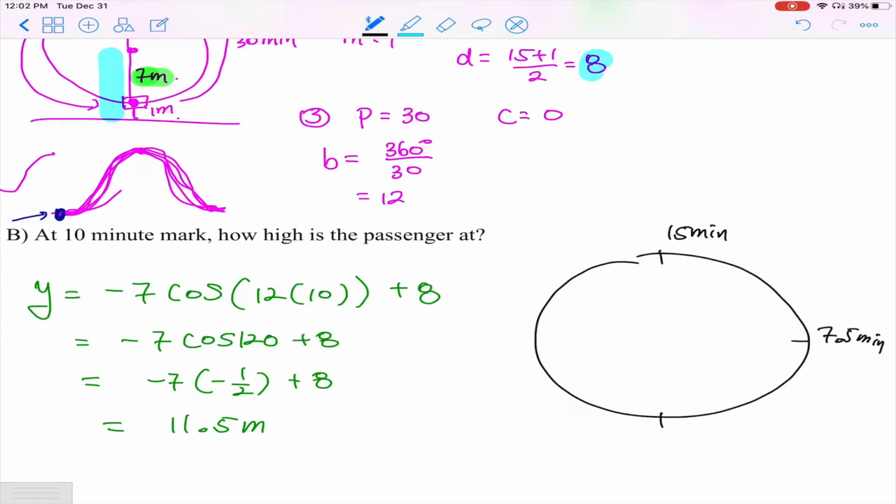And we're asked to find after 10, so 10 is somewhere around here. And we know the height maximum over there is 15 meters, and the middle should be 8 meters. So our answer should be in between these two values, so it's actually safe. Sometimes it is beneficial for you to check in this way because you may have calculated something wrong by not pressing the negative on your calculator, and then it actually is quite critical. So I'm going to leave that one there.